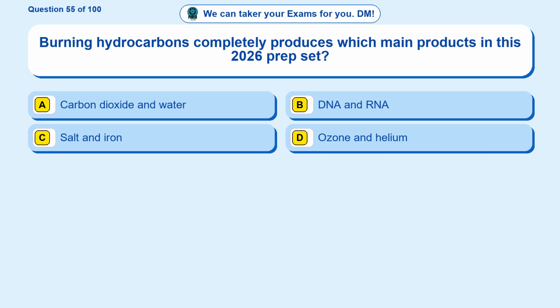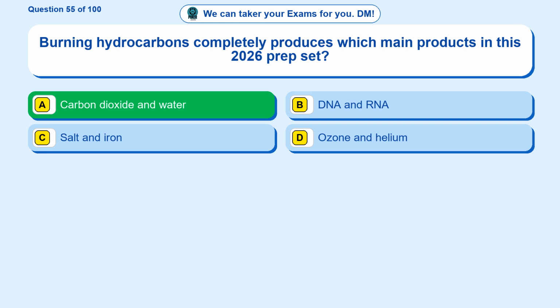Question 55. Burning hydrocarbons completely produces which main products in this 2026 prep set? Option A, carbon dioxide and water. Option B, DNA and RNA. Option C, salt and iron. Option D, ozone and helium.